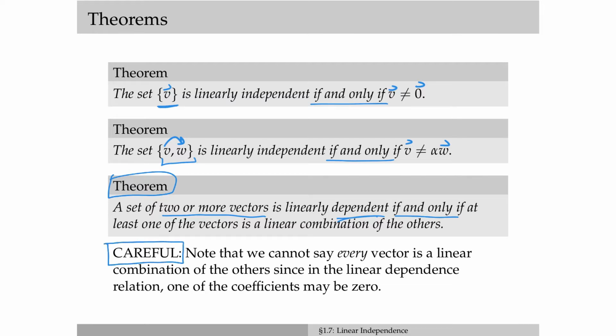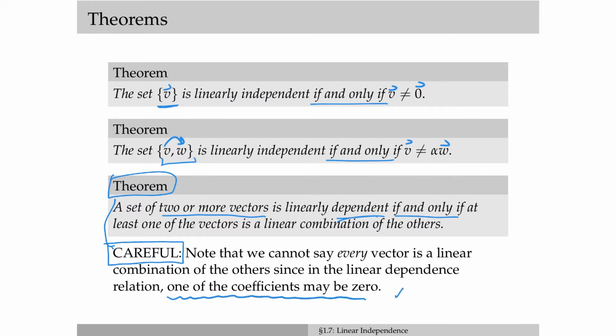Careful. This is one of the biggest hiccups in linear algebra. It's a comment about the last theorem. The last theorem says I can take one vector, or at least one, and write it as a linear combination of the others. Note this does not say that every vector is a linear combination of the others. That is not the same thing. So be careful. And how do I say to be careful? I note that one of those coefficients could be 0.